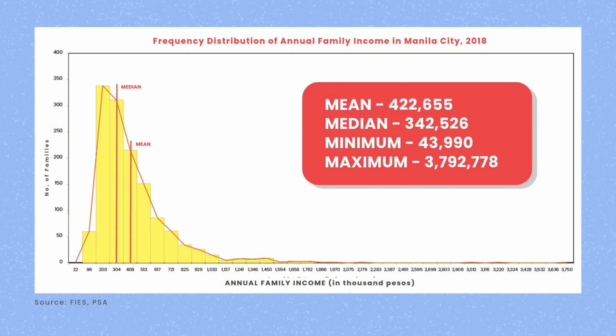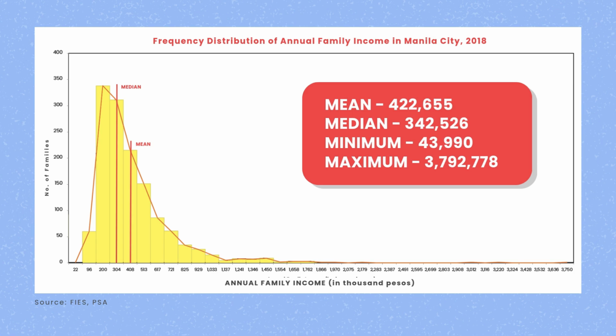Usually, when we deal with annual family income, its distribution is skewed to the right. This means that the annual family income in Manila City are concentrated below the mean. Many families have lower income than the average value. There are also families with annual income that are very high, but they are very few, which are considered outliers. That makes the distribution skewed to the right.